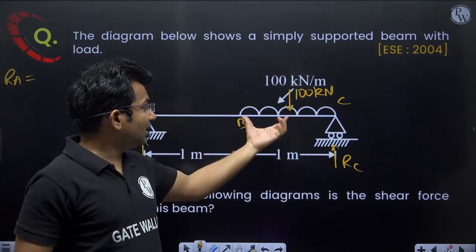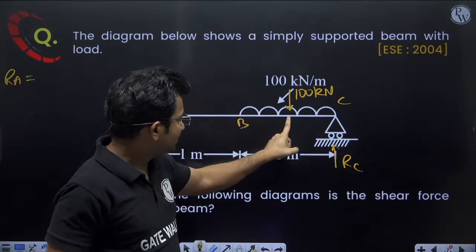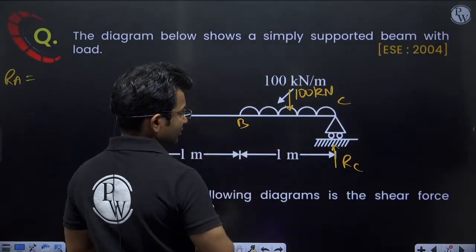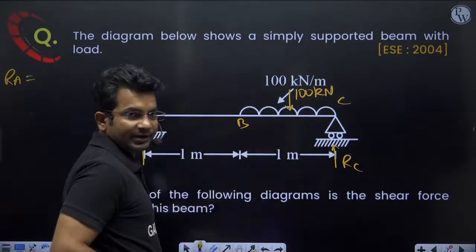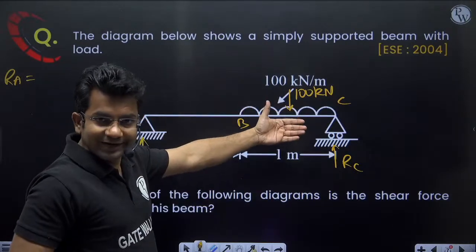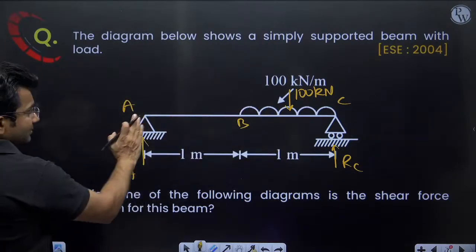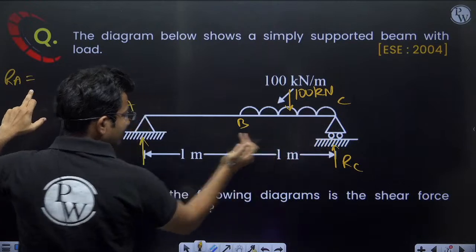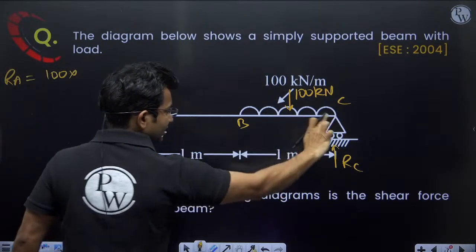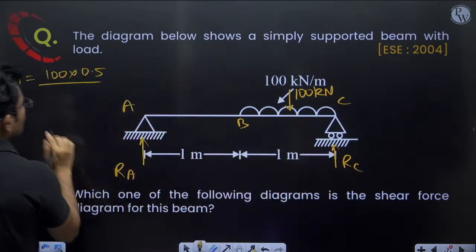Now what will be the location of this 100 kilonewton? It will be at the centroid of this. That means from here it is 0.5 meter, and from here it will be 0.5 meter. Now since we have converted this into a point load, we can find the support reaction RA as load into opposite length divided by total length. The load is 100 kilonewton, opposite length is 0.5 meter, and total length is 2 meter.